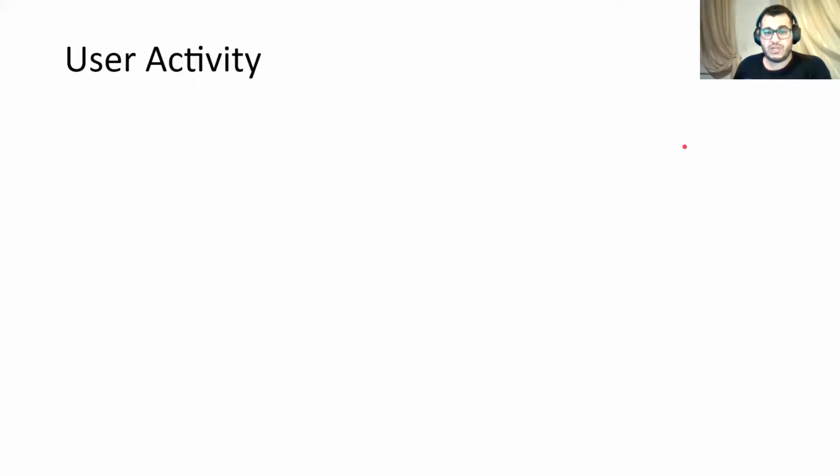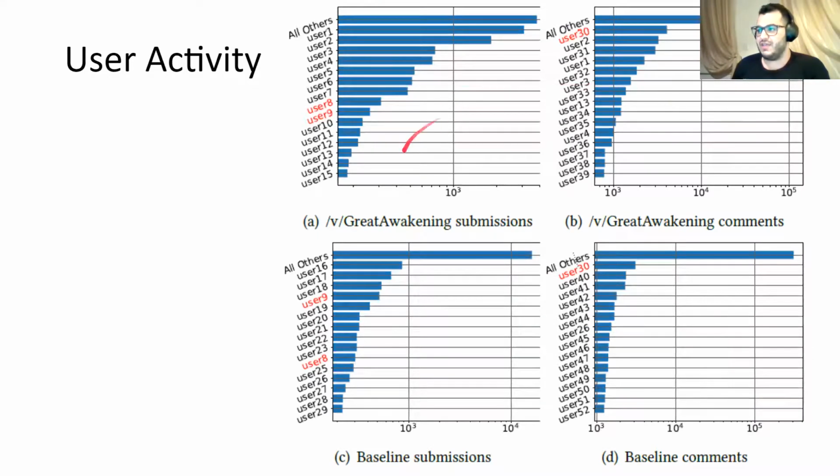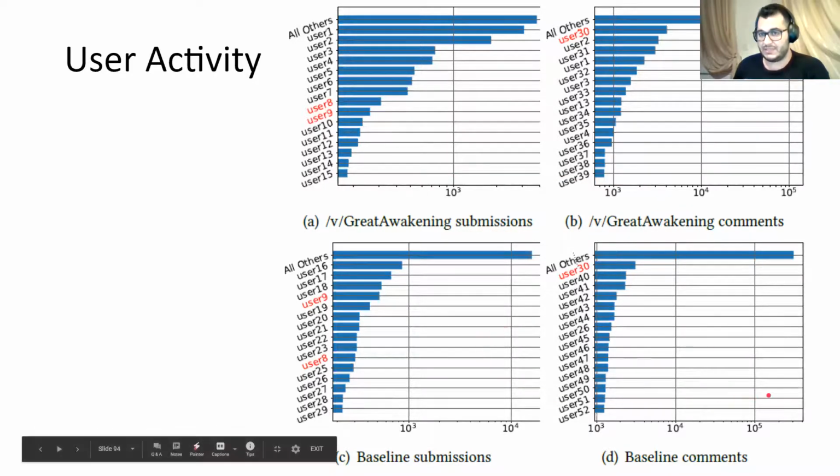Next, we focus on user profile data to understand how often users post new submissions, both in Great Awakening and baseline subverses. It's interesting to see whether the audience of Great Awakening and baseline subverses consume information from specific users due to Voat's rule, not allowing newcomers to post new submissions unless they have a comment contribution point equal or greater than 10. So we plot the figure here that shows the top 15 submitters, the top 15 commenters for both the Great Awakening subverse and the baseline subverses.